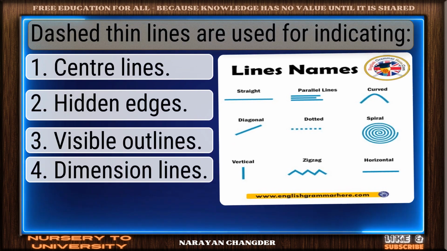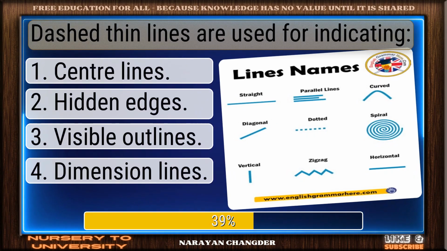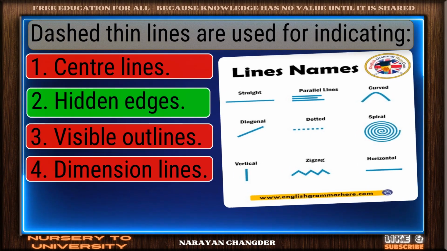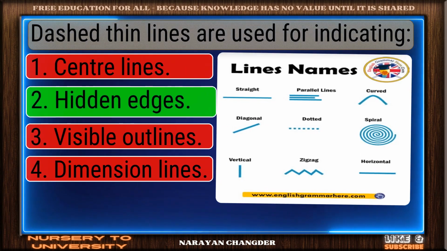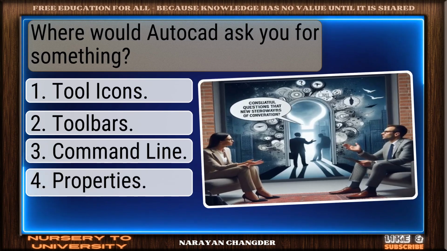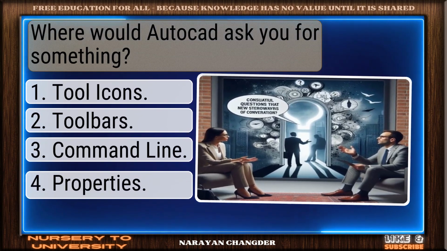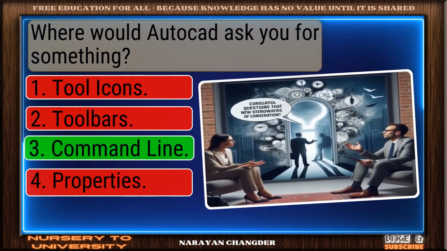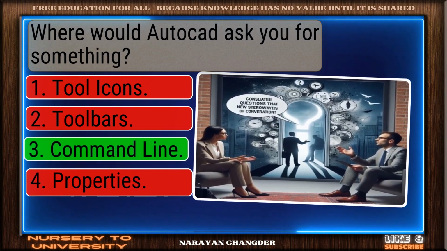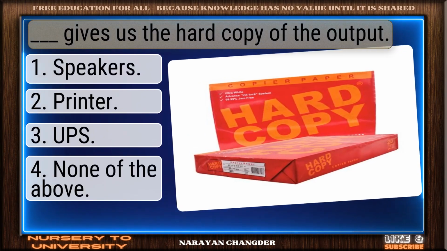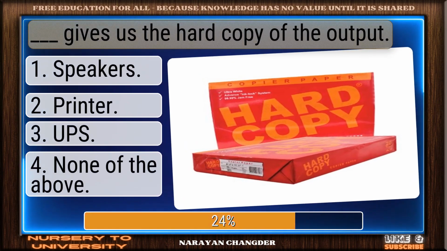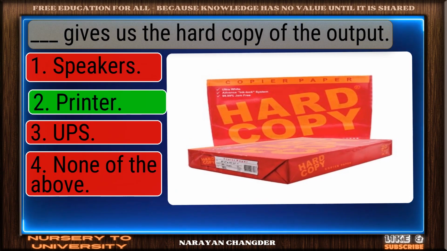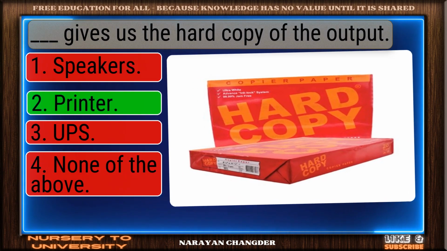Dashed thin lines are used for indicating. Good thinking. Hidden edges is right. Where would AutoCAD ask you for something? Bravo. Command line is the answer. Dash gives us the hard copy of the output. Well done. Printer is right.